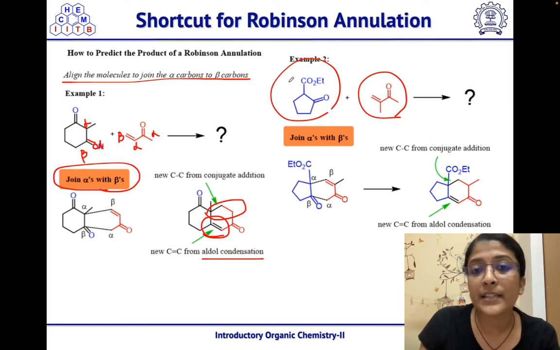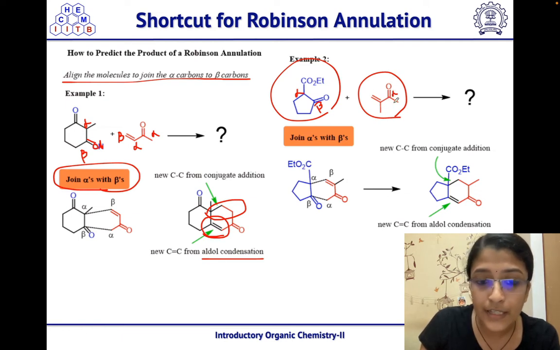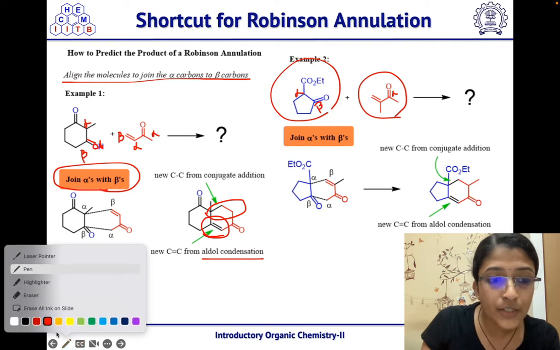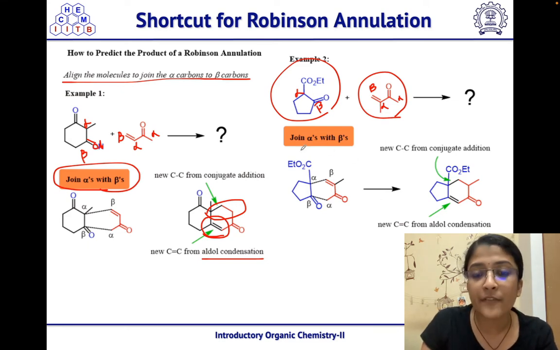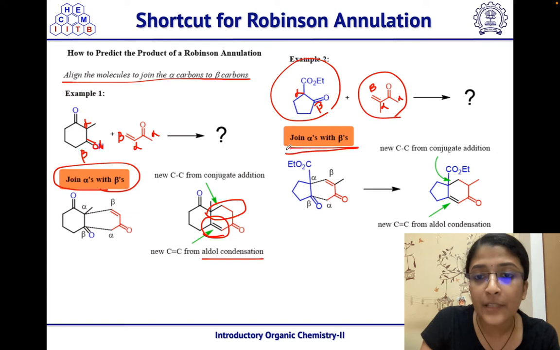So here we will consider this ester group, and this is the alpha position with respect to the ester group, and this is the beta position. Okay, and when we are considering this ketone, the carbon that is adjacent to the ketone is the alpha carbon and this will be the beta carbon, and here this will also be alpha carbon. So we have to arrange in such a way that we will join alphas with betas.